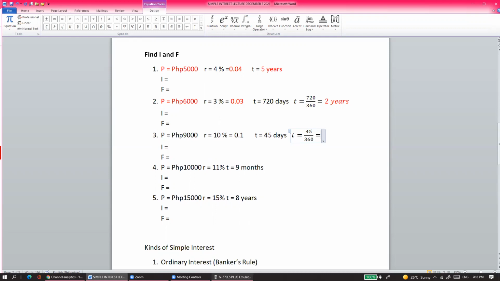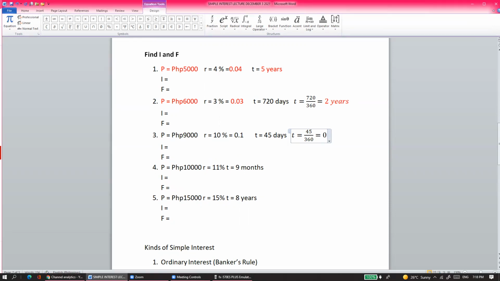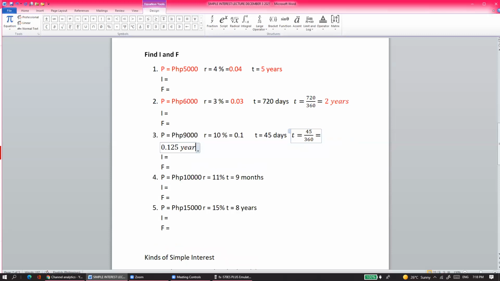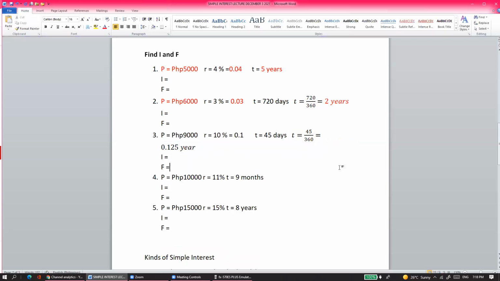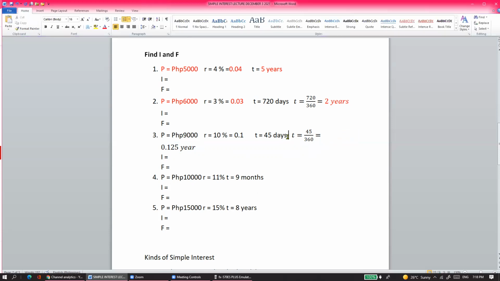Now 45 over 360, so let us compute. We have 45 divided by 360. This is actually equal to 0.125 year. So I'll type 0.125 year. So yun pala ang ibig sabihin, anak, no? Ang time natin ay equal lamang sa 0.125 years kapag kinonvert natin into years. Then continuation. How about with the problem number 4?